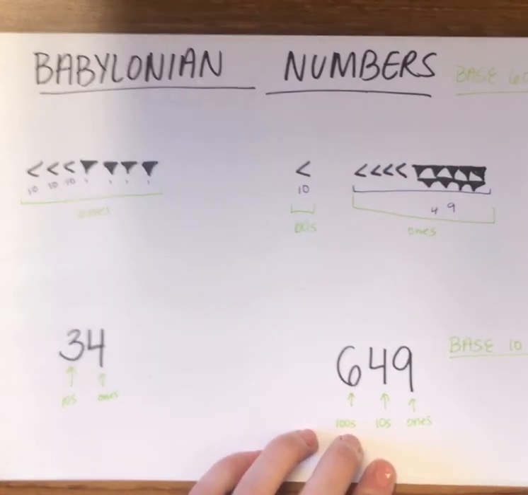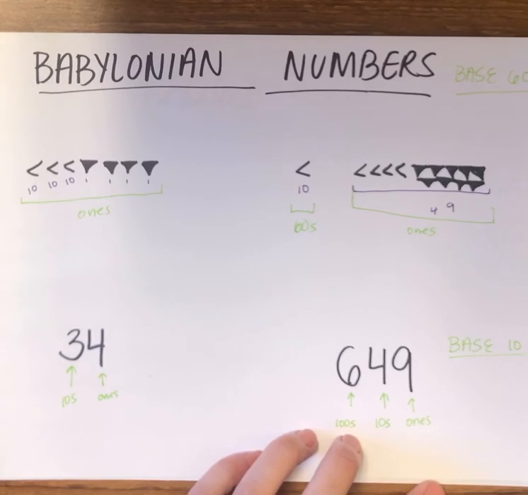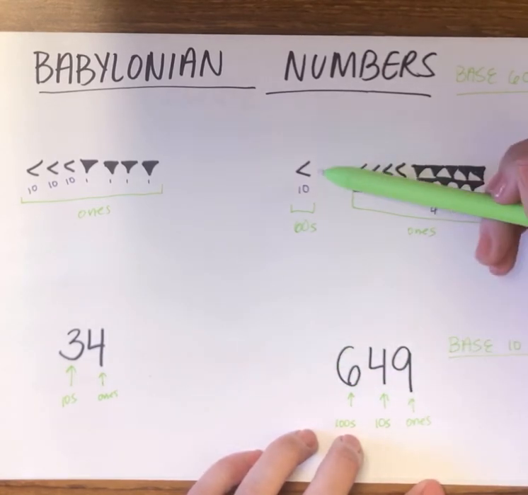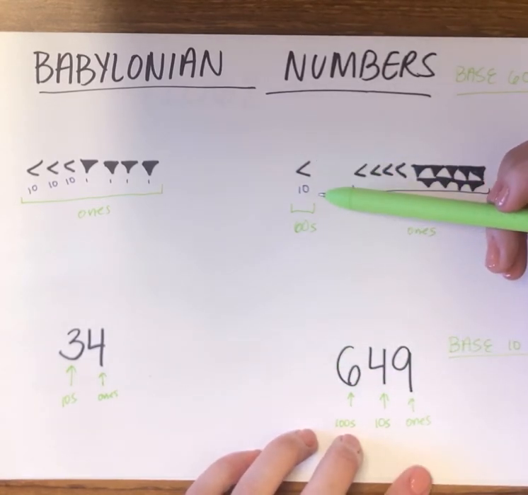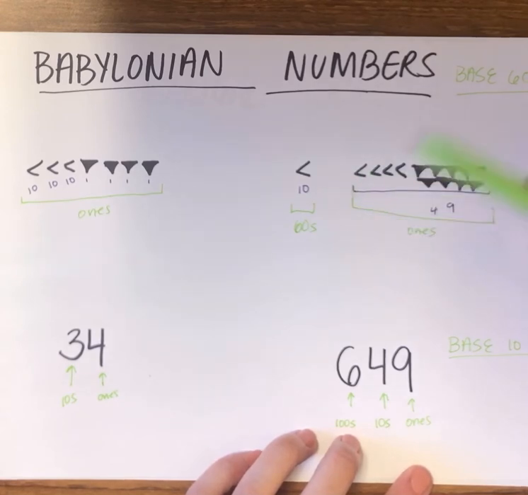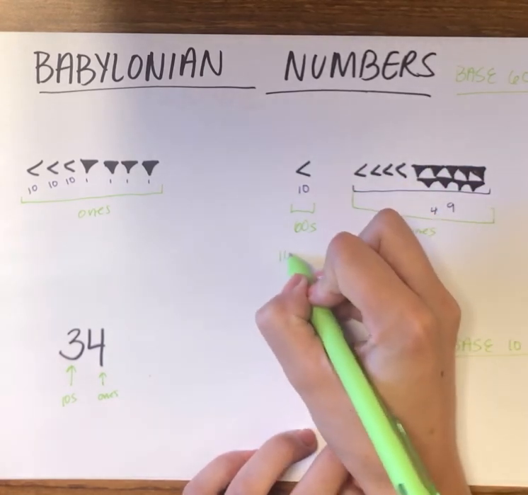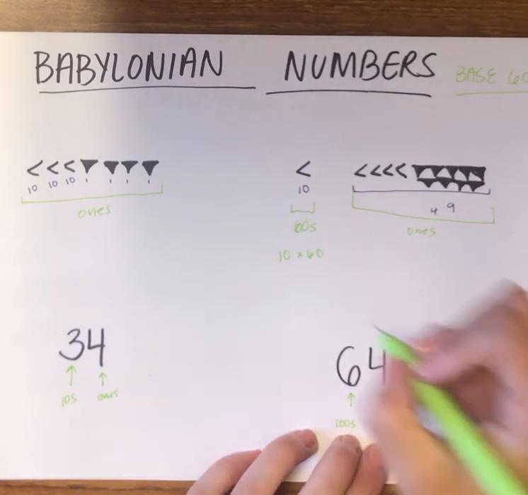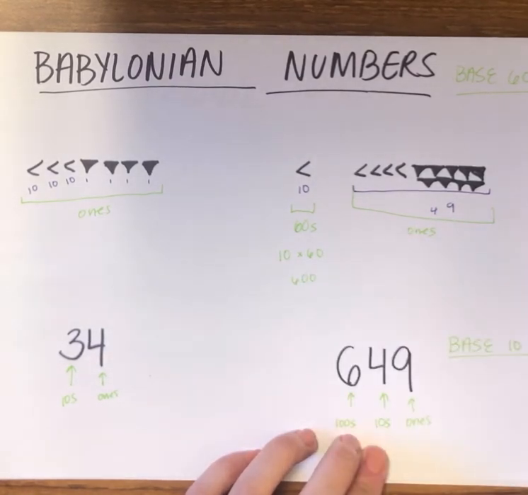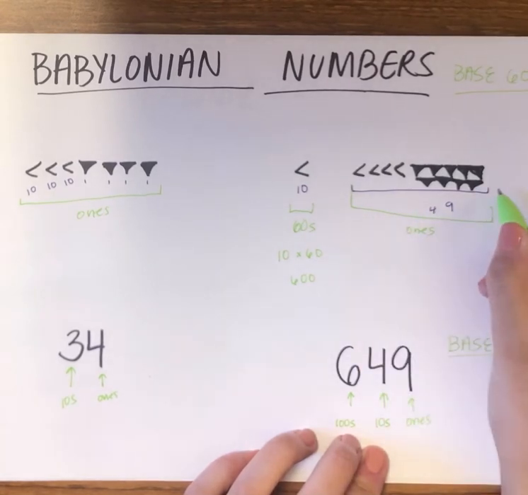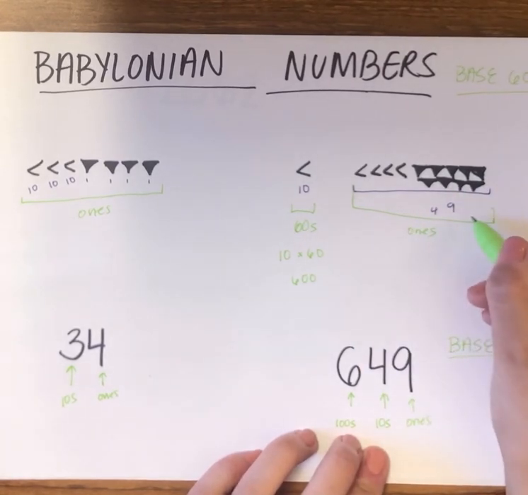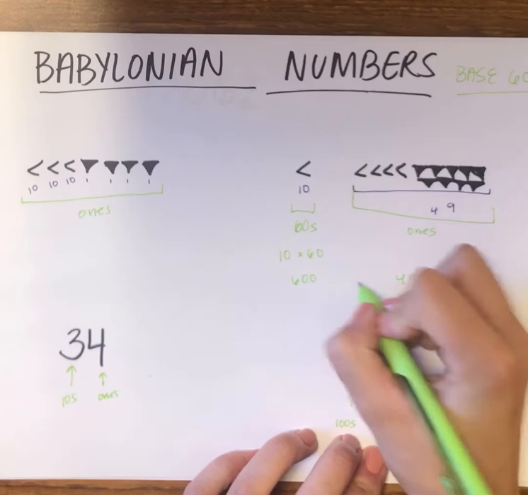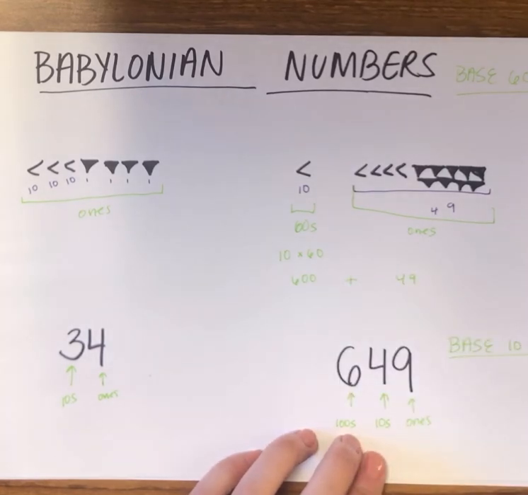So how does this number equal 649? What this tells me is, in the 60s place, I have 10. So that means I have 10 60s. Well, 10 times 60 is worth 600. And then in my ones place, I have 49. So in total, I have 649.